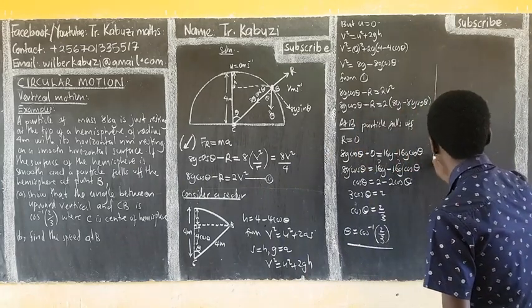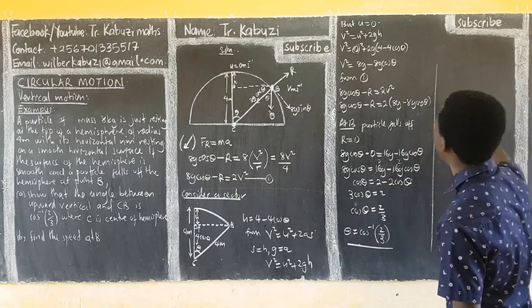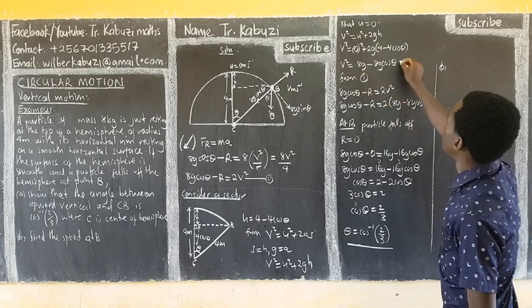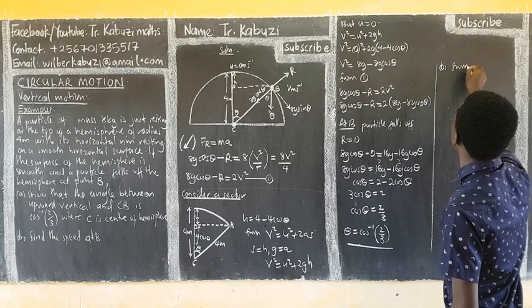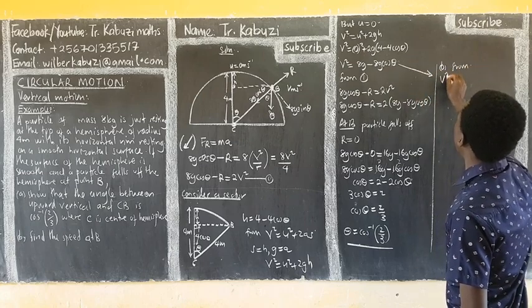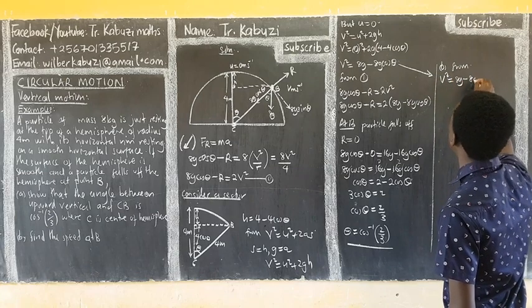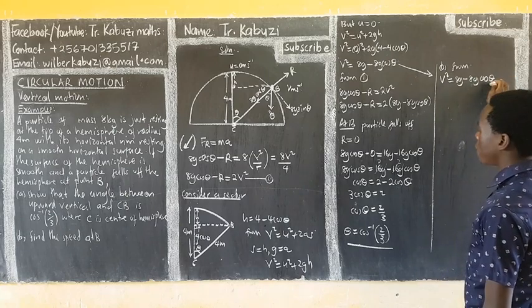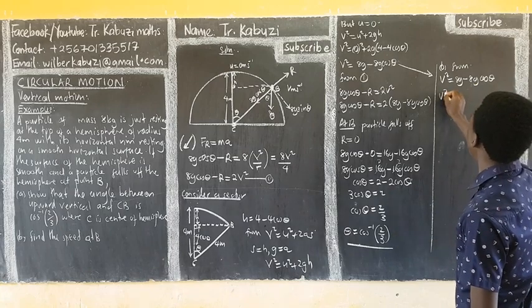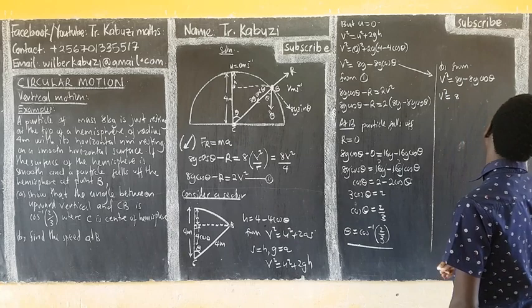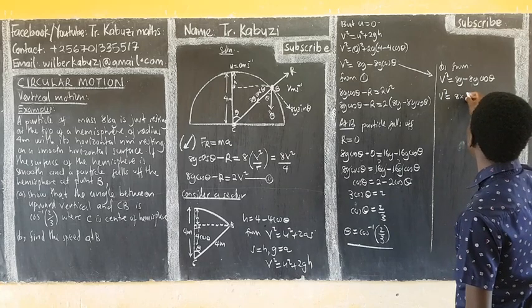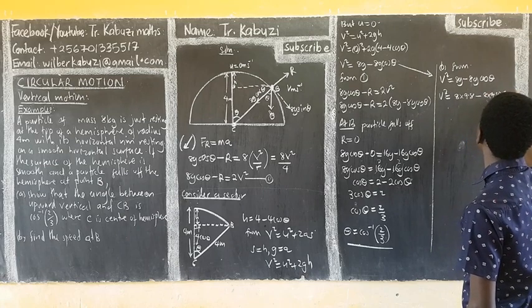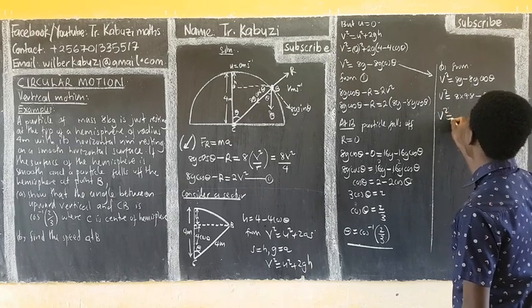When I come to part B, they're telling me to find the speed at B. Our speed at B is here. So let me recall from this one, where I have v squared equal to 8g minus 8g cos theta. From here, I have v squared equal to 8 times 9.8 minus 8 times 9.8 times 2 over 3. And so v squared from there, simplify.